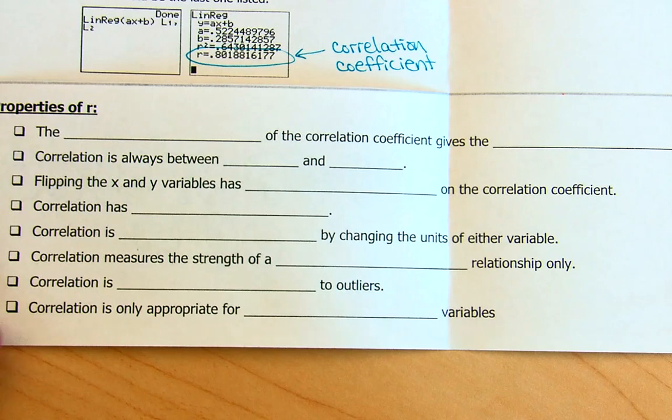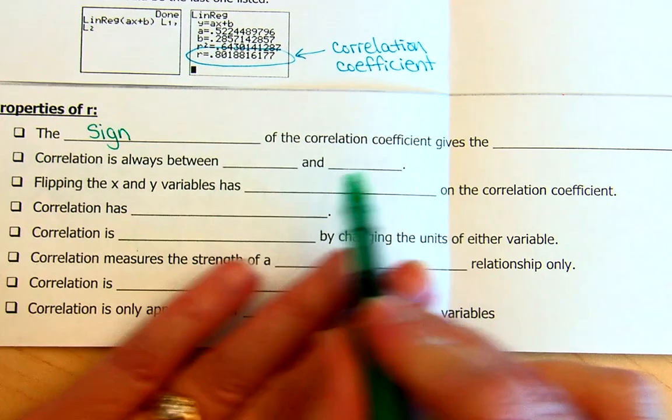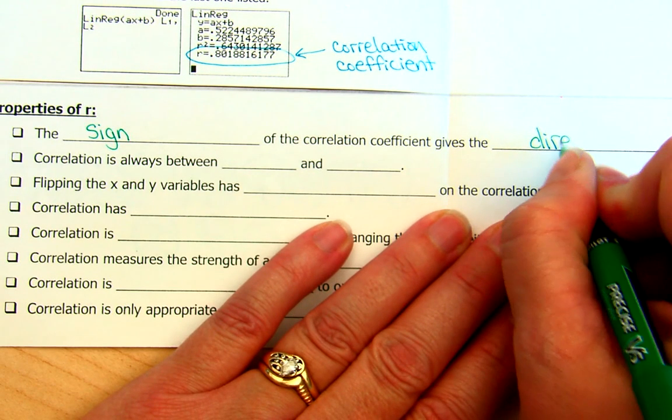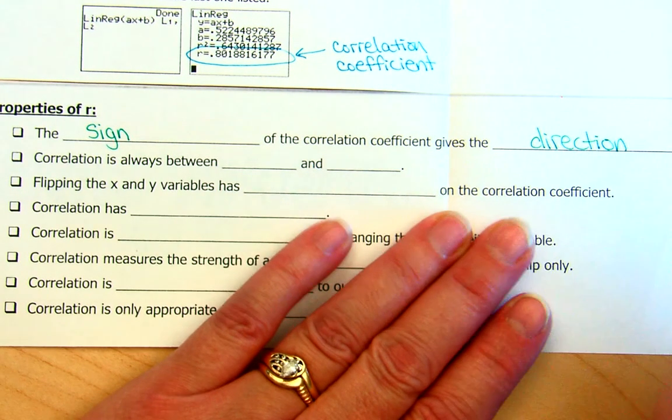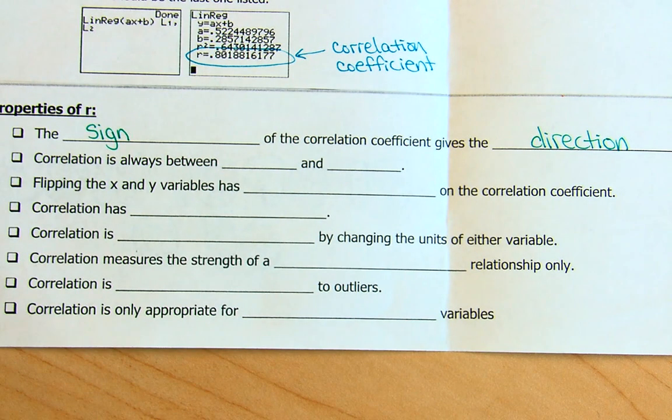So first of all, the sign of the correlation coefficient gives the direction. So if R is positive, then it's a positive relationship. If R is negative, it's a negative relationship. So that's one of the things R can do for you.